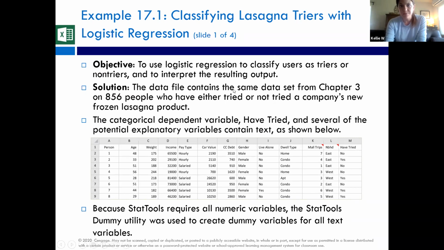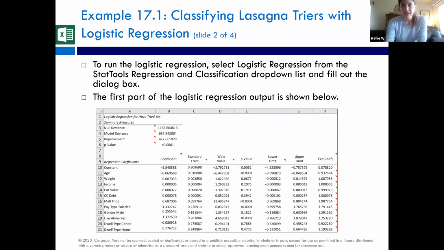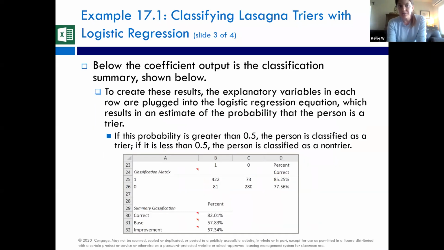If you want to walk through this example in the book, you can. They use StatTools, but the whole point is they're trying to figure out if they have or have not tried the frozen lasagna product. And then they run the regression using StatTools, and when they do that on this data, they get the following results. So if the probability is greater than 50%, then they classify that person as has tried. If it's less than 50%, hasn't tried.